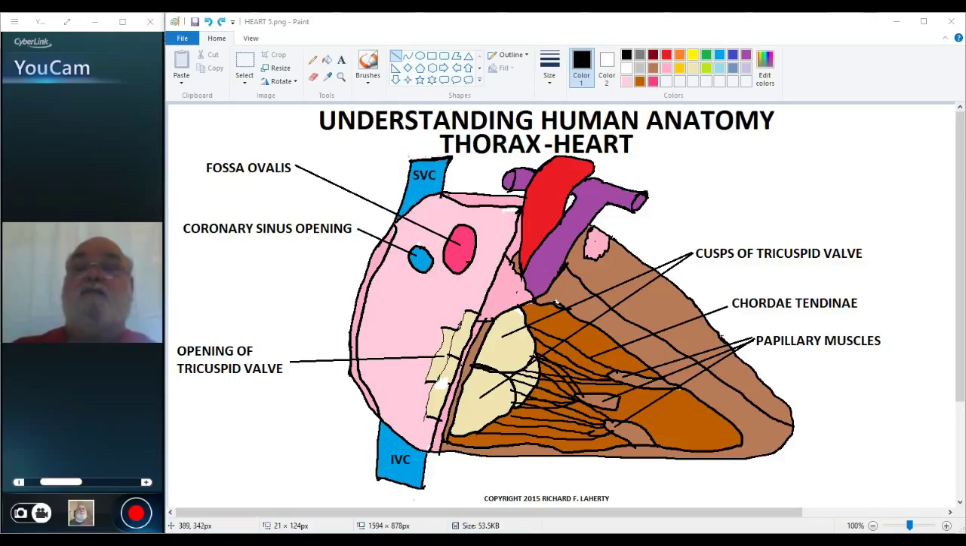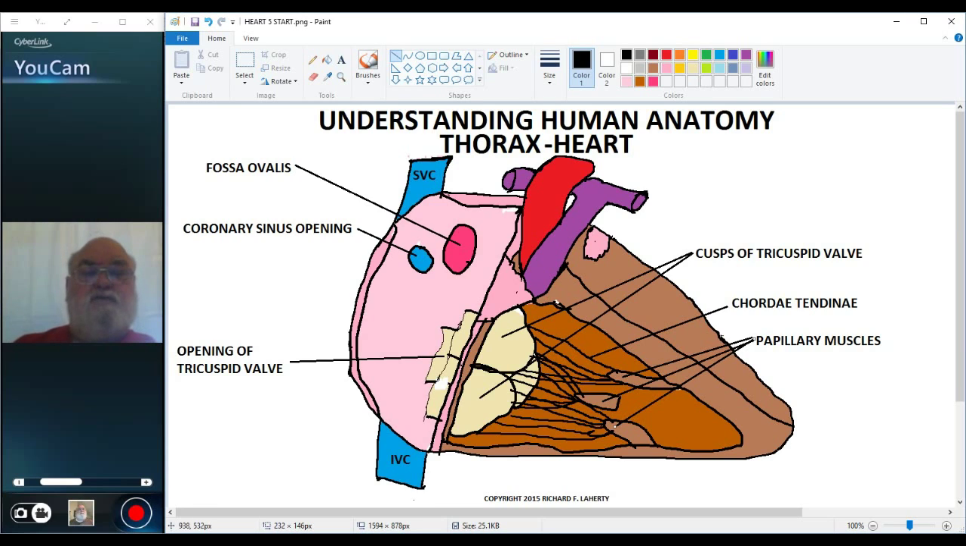The function of the atrioventricular valve is to prevent blood from surging up into the atrium when the ventricle contracts. Otherwise, the blood would just keep moving between ventricle and atrium, atrium to ventricle, and not go out to the body. So the valves are integral to keeping the heart functioning properly.